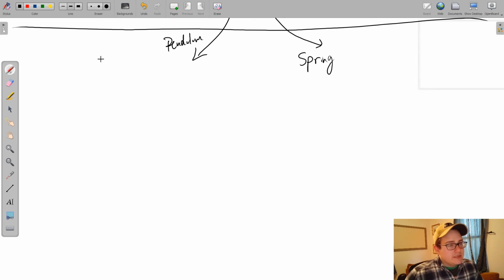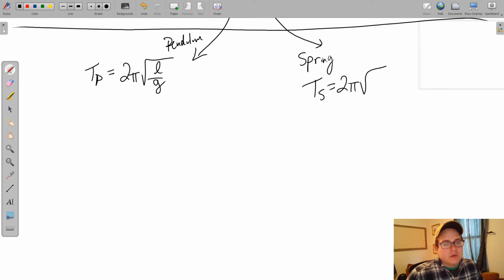So the period of a pendulum system is 2 pi square root L over g. Period of a pendulum. And then the period of a spring is 2 pi square root m over k.